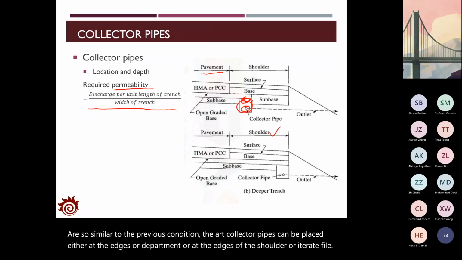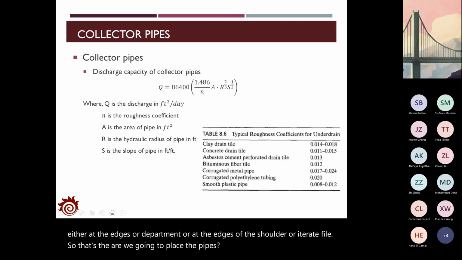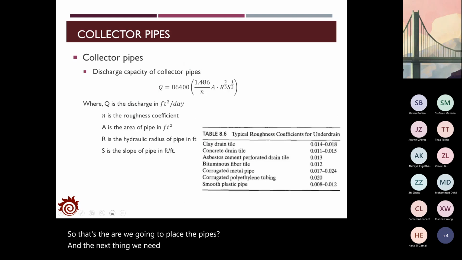So that's where we're going to place the pipes. And the next thing we need to consider is the discharge capacity of the collector pipes. We want to see how much water can be discharged by the pipe. So this equation shows the capacity of each type of pipe with respect to a specific size.